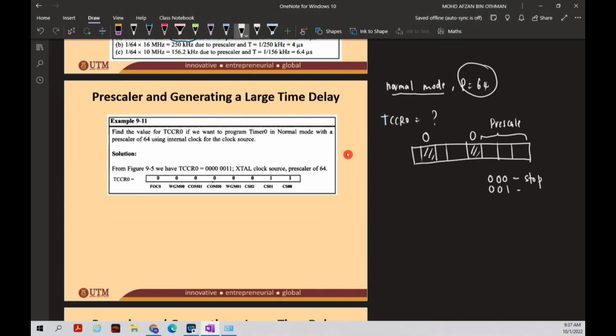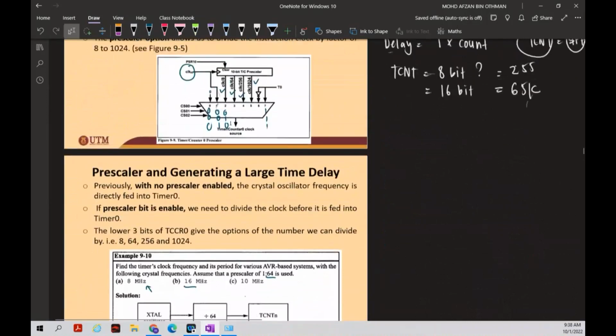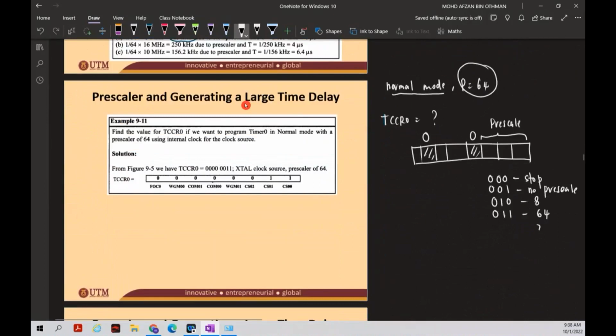001, what will that be? No prescale. 010 is a prescale of 8. And then 011, so this is 64. Is it 64, 011? Yes, 64. And then you have 256 after that, and 1024. 256 is 100 and 1024 is 101.